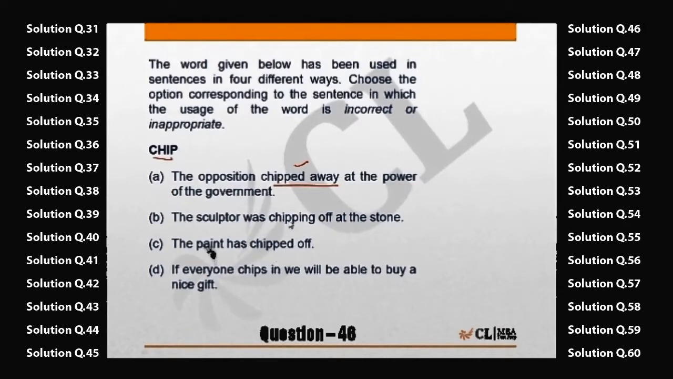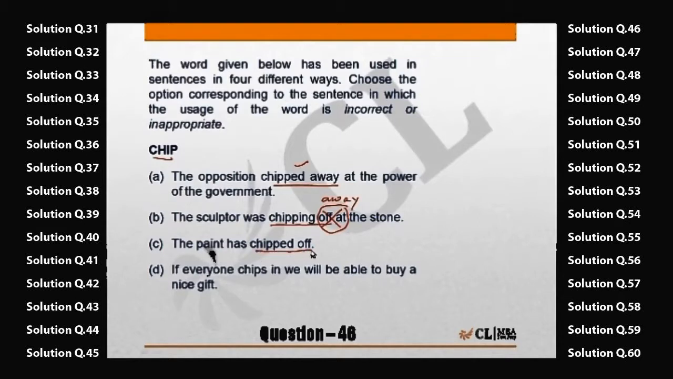Okay. The sculpture was chipping off at the stone. You chip away at the stone. Okay. So this is incorrect. So chip. And also if you notice, this is chip off at. You will not use off and at together. In any case, it should have been chipping away at the stone. So this should be the right answer.